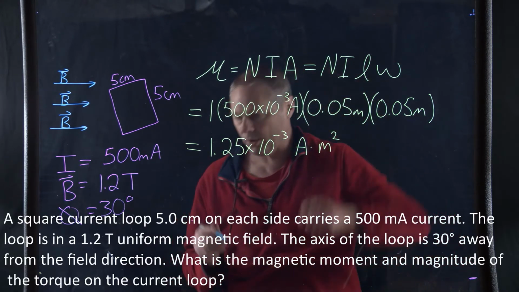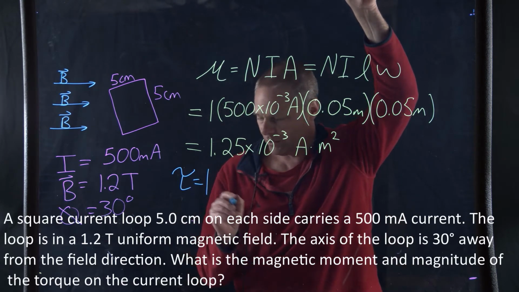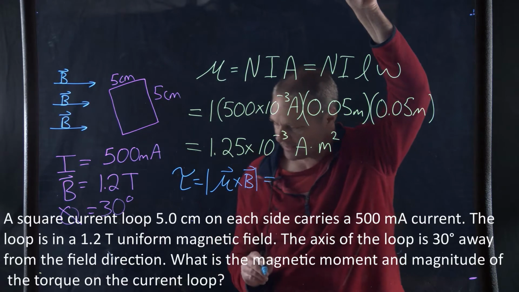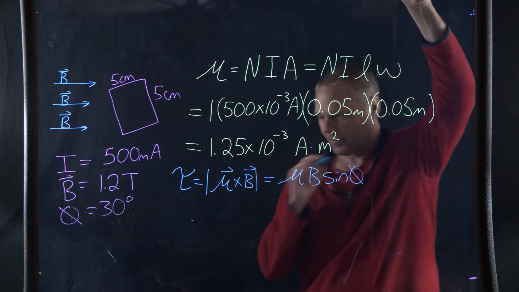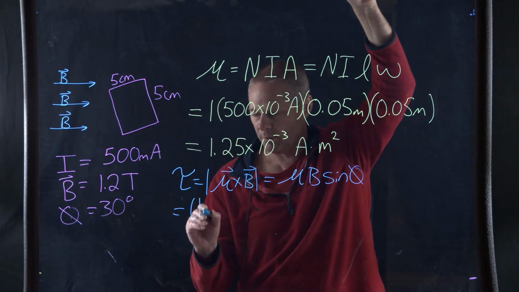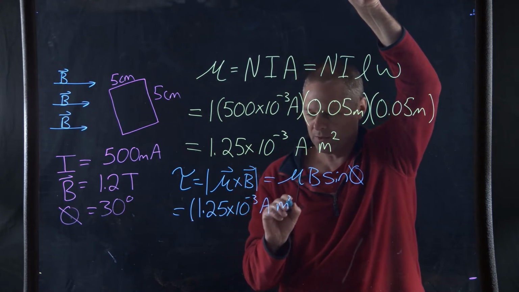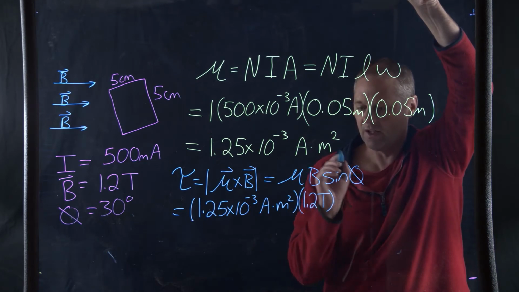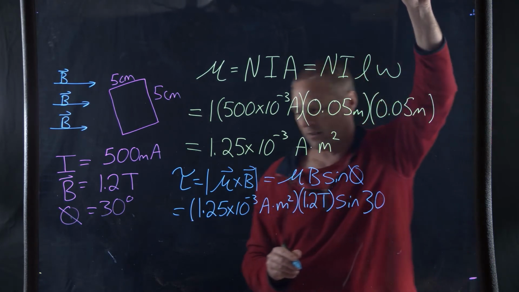Now, if we're looking for the torque, our torque is going to be equal to the magnitude of the cross product of mu cross B. That's equal to mu B sine phi. We already just found what mu is. Mu is going to be 1.25 times 10 to the minus 3rd amp meter squared times our magnetic field, which is 1.2 Tesla, times, now the sine of our angle is going to be 30 degrees. So it'll be the sine of 30 degrees.